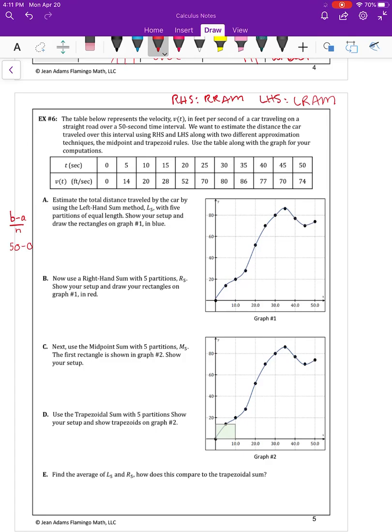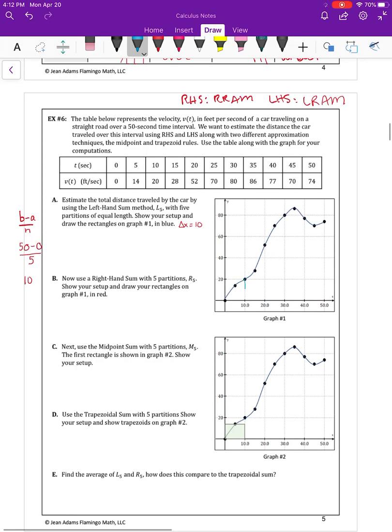So we are going to take our 50 minus 0 divided by 5. That's my b minus a divided by n. So my b was 50, my a was 0, because that's my closed interval AB, my closed interval from 0 to 50, and they wanted us to have 5 of those rectangles, or 5 partitions. And so 10 is my delta x. So we've got our delta x equal to 10.